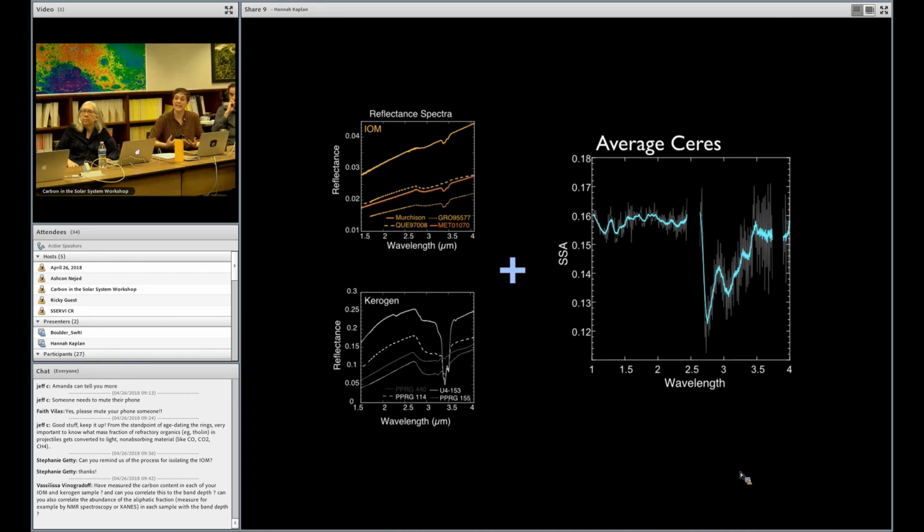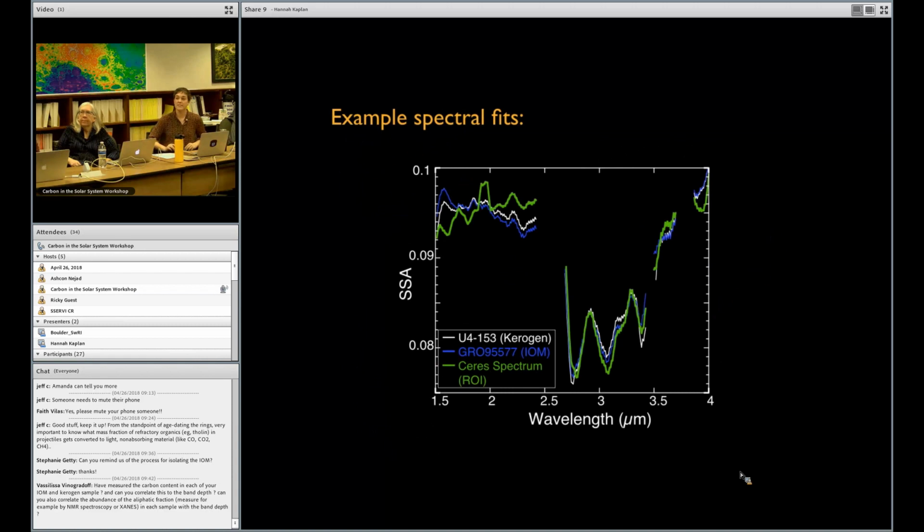What I've done is I've taken spectral end members, so pure organic, both IOM and Kerogen, just to see how they look different. And then an average spectrum of Ceres. This is not from the organic rich region, so this is just what Ceres looks like when it's not organic rich. And I've linearly mixed these two components to try and fit the organic rich region. So that's what this looks like. That green spectrum is the organic rich part of Ceres, and here are fits with a Kerogen and with an IOM.